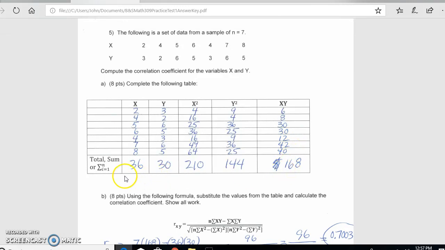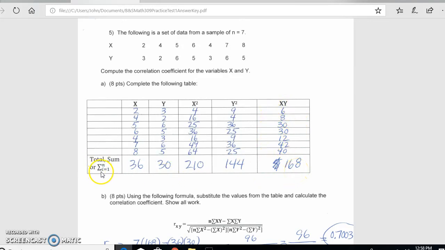Now when we get done, we're going to sum up each column. So we're going to take the values of x, add them all together, and we get 36. And we do the same for each column. All the y values added together gives me 30. All of the x squared values summed up gives me 210. The y squared value summed is 144. And the xy values summed up gives me 168.